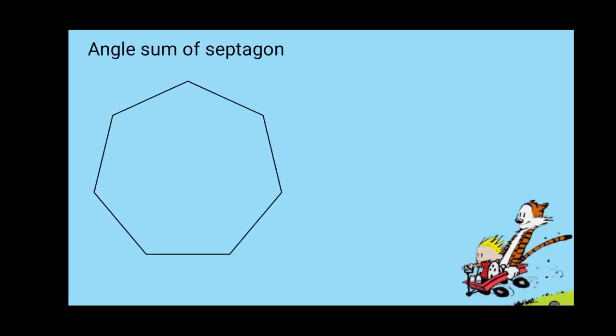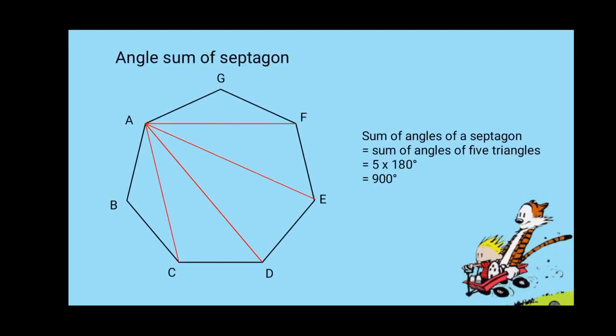What will be the case of septagon? Septagon can be divided into 5 triangles drawing diagonals from one vertex to all the other vertices. So, the sum of angles of a septagon is equal to the sum of angles of 5 triangles, that is equal to 5 into 180 degree, that is equal to 900 degree.